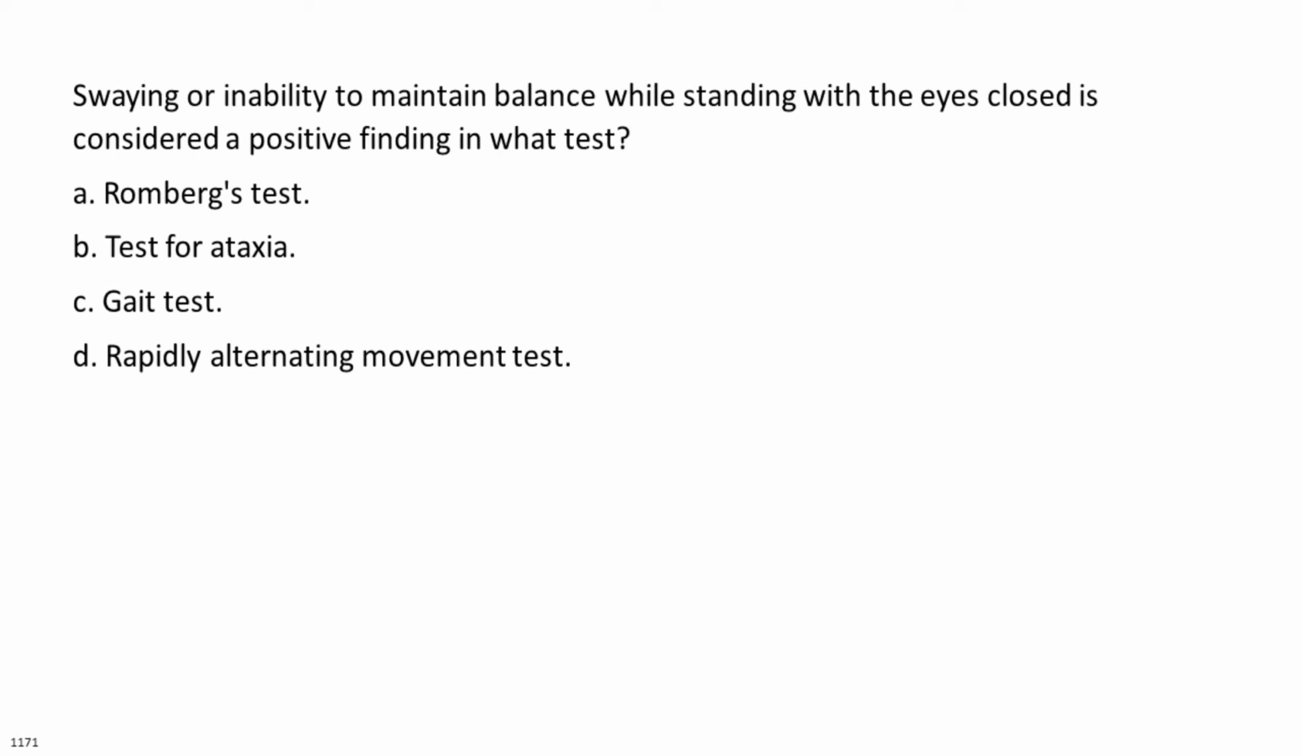Swaying or inability to maintain balance while standing with the eyes closed is considered a positive finding in what test? A. Romberg's test. B. Test for ataxia. C. Gait test. D. Rapidly alternating movement test.